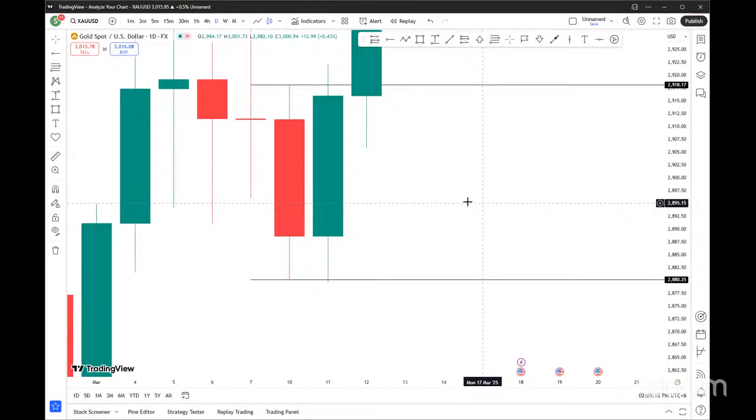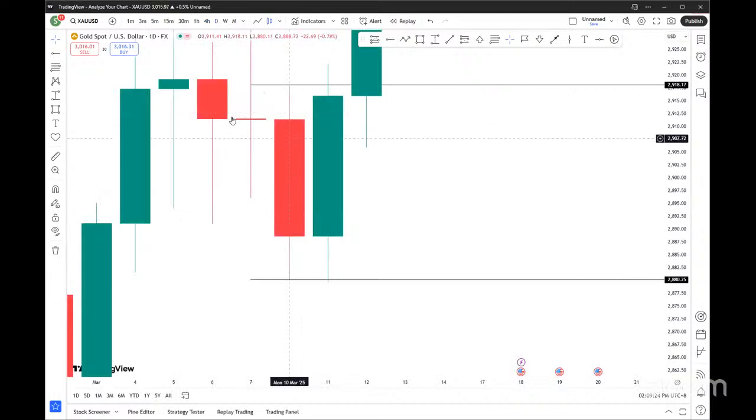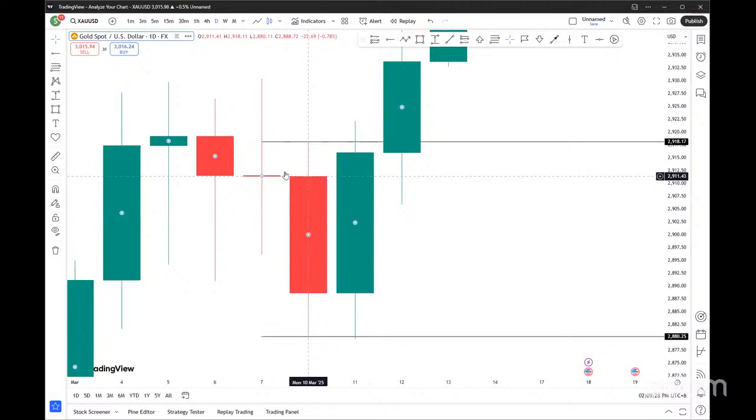But then structure-wise, based on the hour 4, what do you think happened? Because when we go down to the hour 4, we look at the behavior of the candles, right? What happened? I think it created a lower high, lower low in the hour 4. Correct, because daily was bearish.